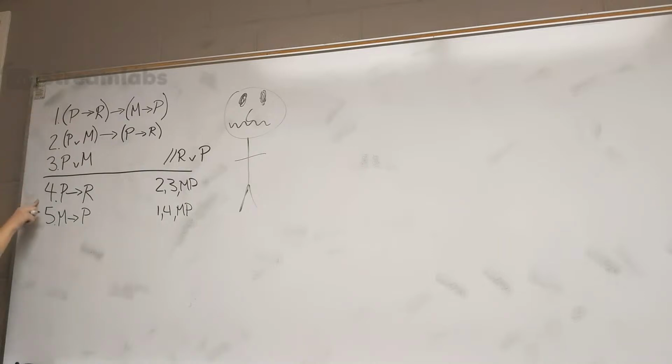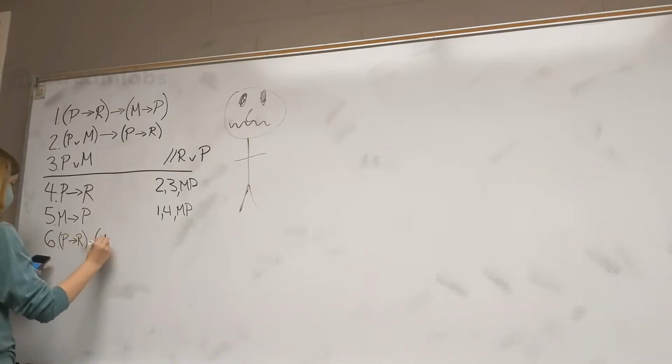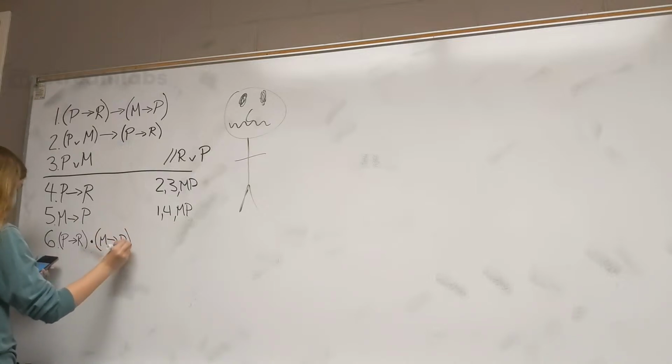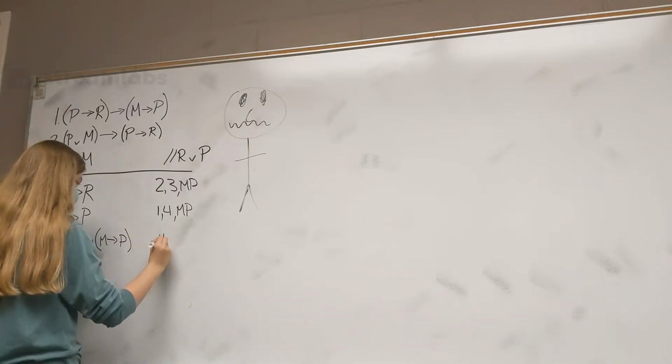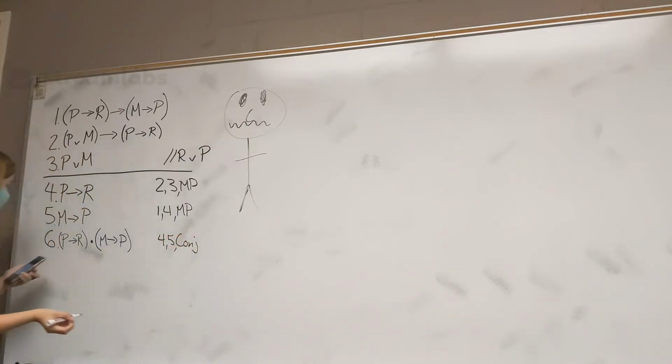So number 5, we're going to have M to P, which comes from 1, 4 modus ponens. If we look at 1 and 4, we have P then R now. That's true, and that gives us M then P. Then we look at number 6. We're going to get P then R and M then P, and we get that from 4 and 5 by making them a conjunction. If we look at 4 and 5, they're both true on their own, so we can just combine them.